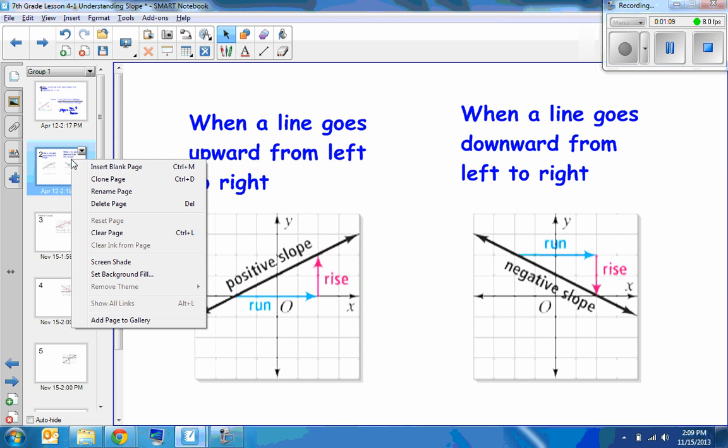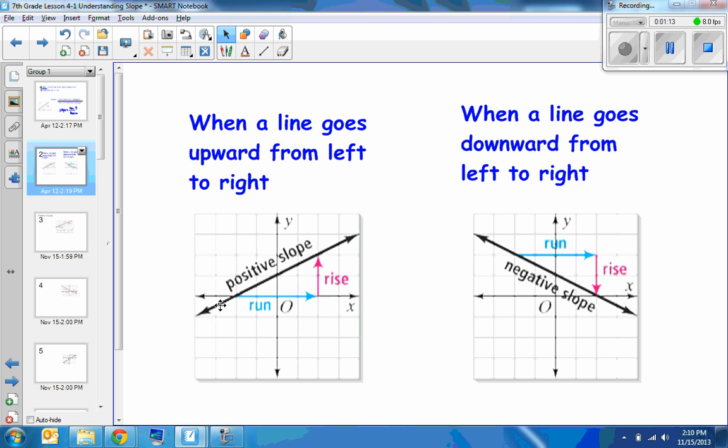We need to know that when a line goes up from left to right, it's a positive slope. And when it goes down from left to right, it's a negative slope. So if you have a line that's going up, it's positive, which means you should have a positive slope. If it's going down, that means negative, and we should have a negative slope.